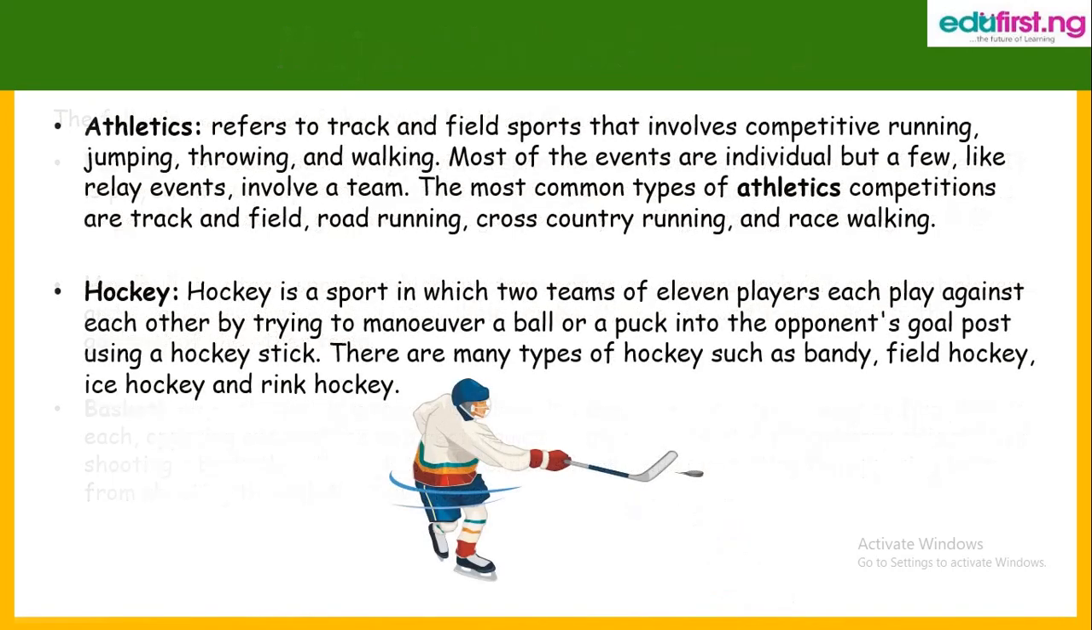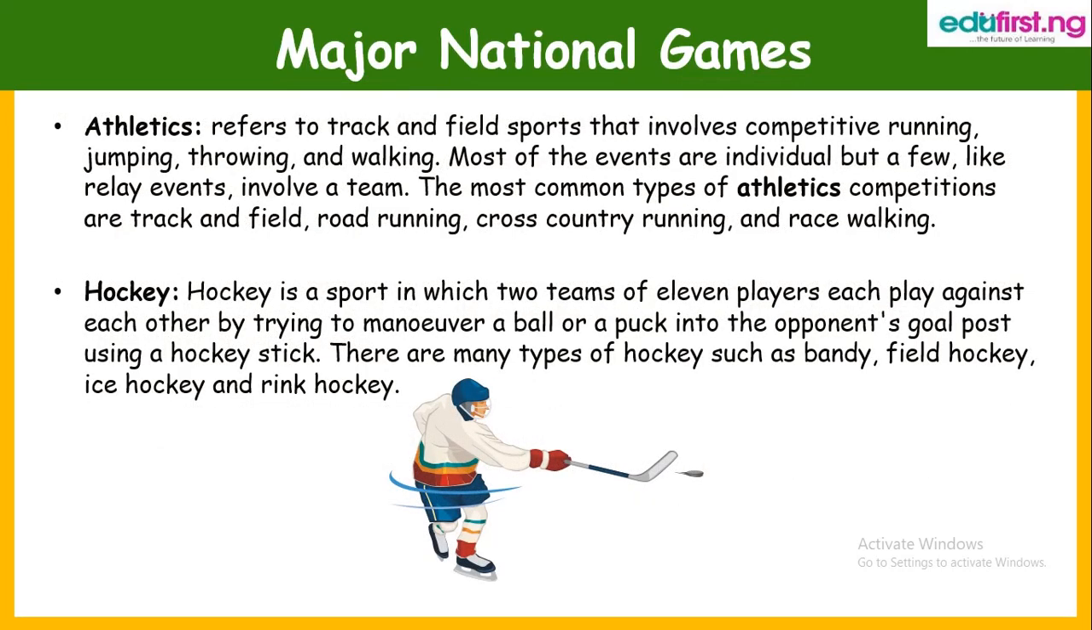The next one we are going to be talking about is athletics. And athletics refers to track and field sports that involves competitive running, jumping, throwing, and walking. Most of the events are individual, but a few of them, just like the relay events, involve a team. So for athletics, it is an individual game, but sometimes it involves a team. And the most common types of athletics competitions are track and field, road running, cross-country running, and race walking.